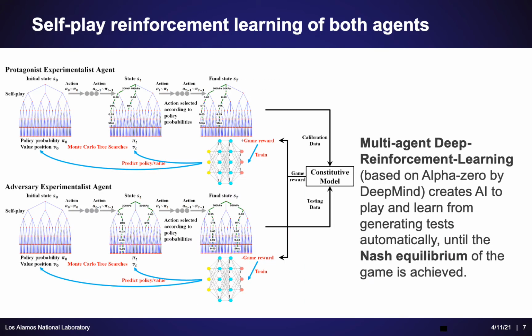The optimal policy of protagonist agent in finding the calibration data and also for adversary agent for spotting models' weaknesses are automatically figured out by multi-agent deep reinforcement learning. This is based on AlphaZero developed by DeepMind to play on a lot of challenging games like Go, chess, and a lot of video games. So this can create AI to play and learn from trial and error on generating tests automatically until the Nash equilibrium of the game is approximated.